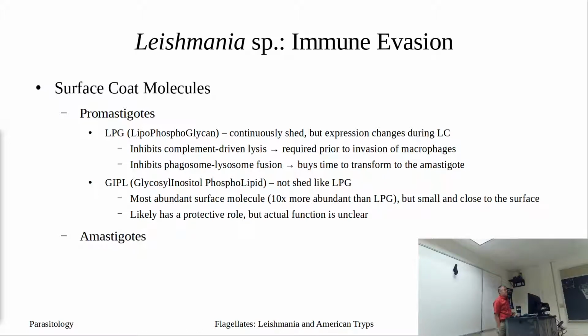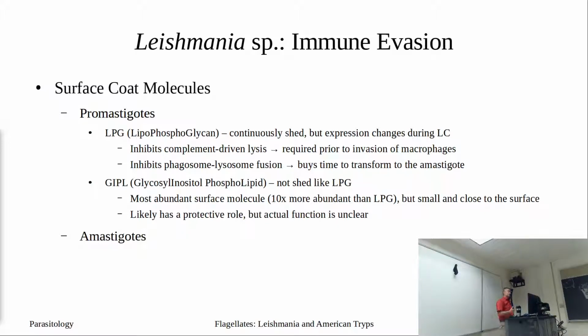Now its actual role is unknown. But researchers think it does have some sort of protective role. Maybe it's there to capture, I don't know, maybe antibodies, maybe it's capturing other cytokines, inhibiting signaling pathways. It's on there. It's abundant. But we don't quite know what its actual role is. All right, so those are the promastigotes and the trypomastigotes.